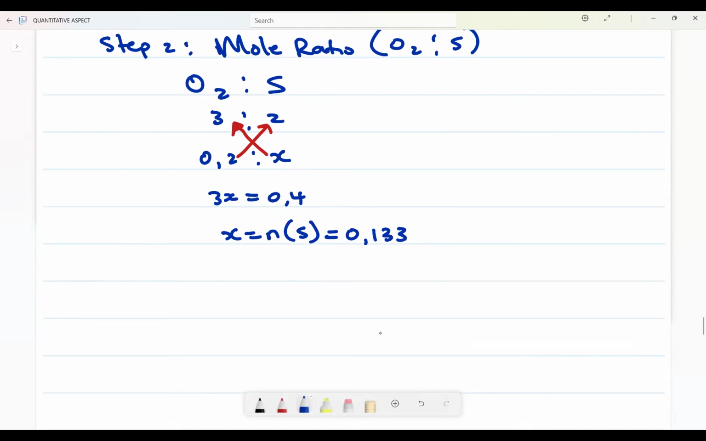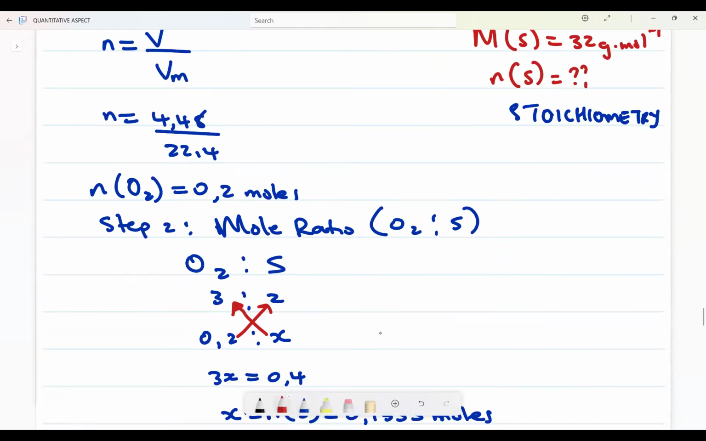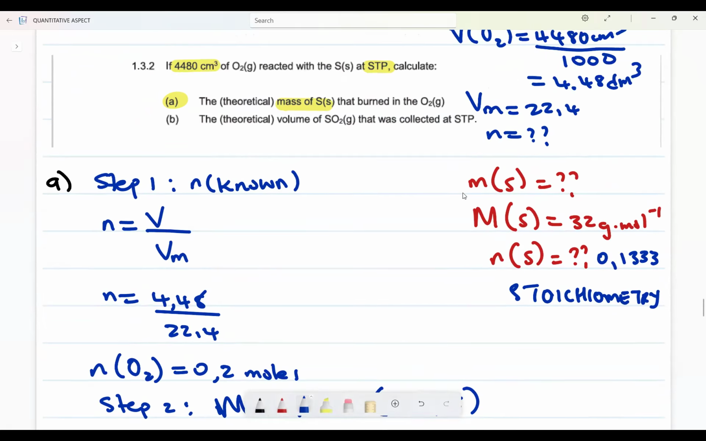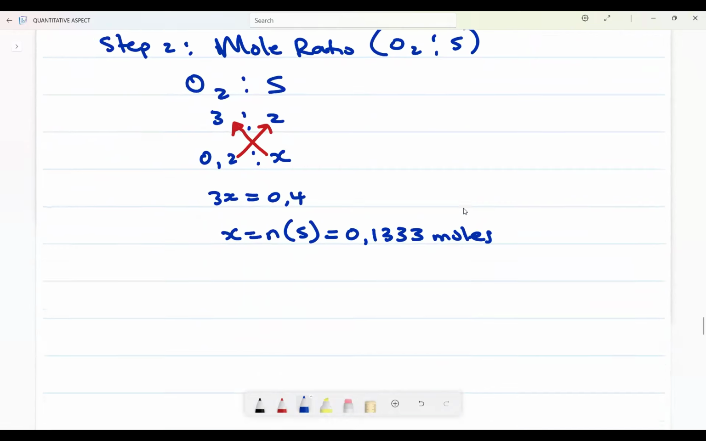Remember, if it is not your final answer for decimal, now that I know the number of moles of sulfur, I can say, okay, I now have this one. Again, can I now calculate the mass of sulfur? Yes, I can. How?